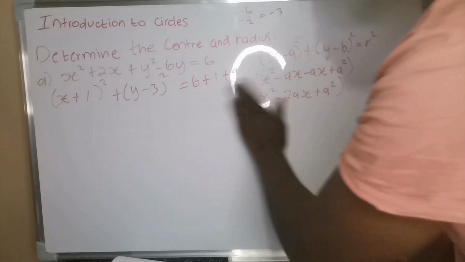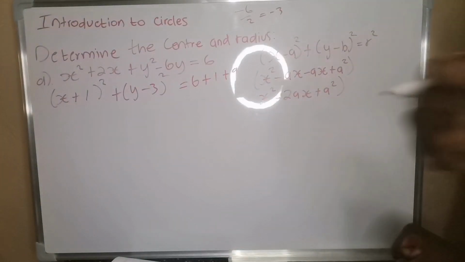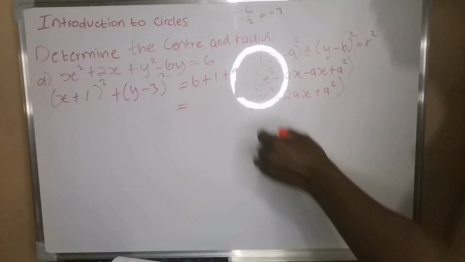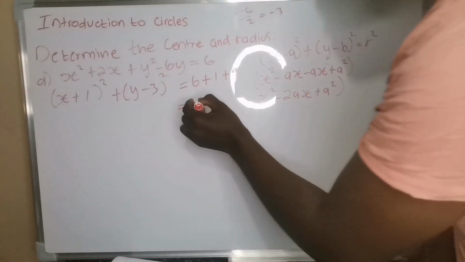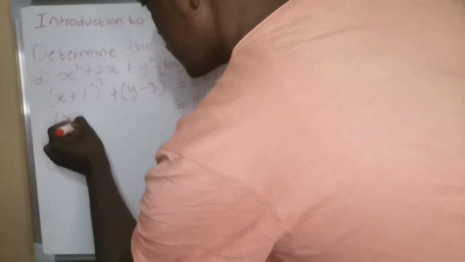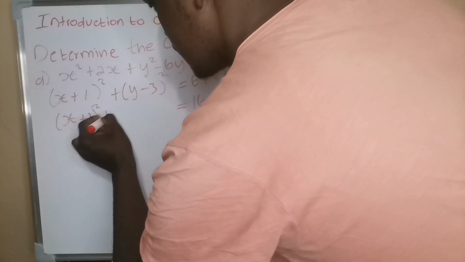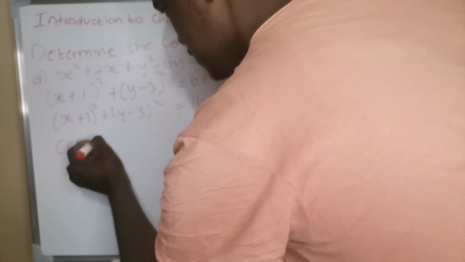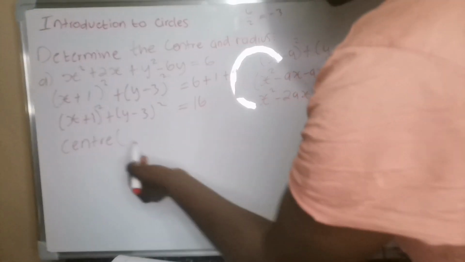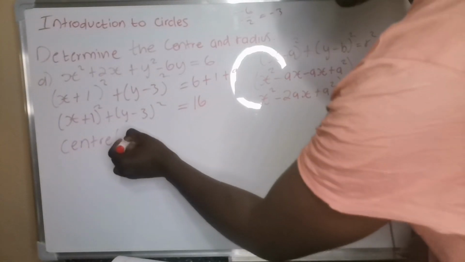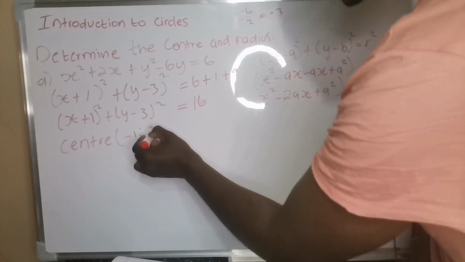Please, I hope you can hear me. Now 6 plus 1 is 7 again. 7 plus 9 is 16. Then we have x plus 1 squared plus y minus 3 squared equal to 16. Then the center is, remember, surely you have already mastered it, this one here. Center is negative 1 and 3.